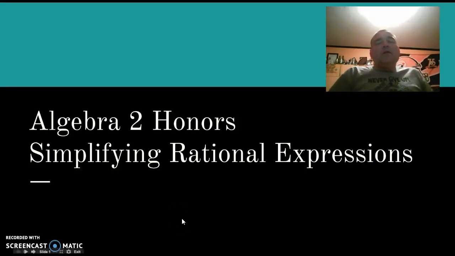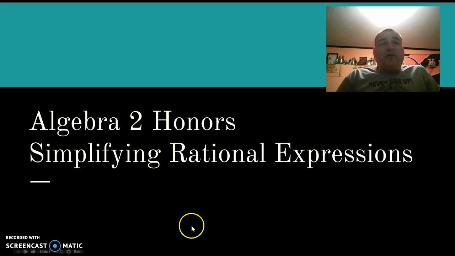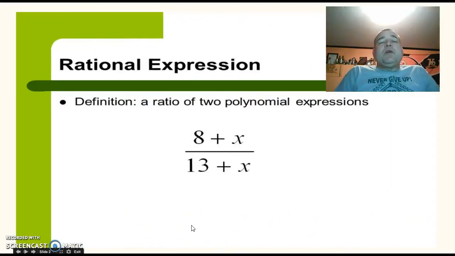In this lesson, we're going to talk about what is a rational expression and then learn how to multiply and divide rational expressions. So to begin with, what is a rational expression? Well, the simplest way to think of a rational expression, it's a ratio of two polynomial expressions. For example, 8 plus x divided by 13 plus x is a rational expression. Notice the numerator is a linear polynomial, and so in this case is the denominator.